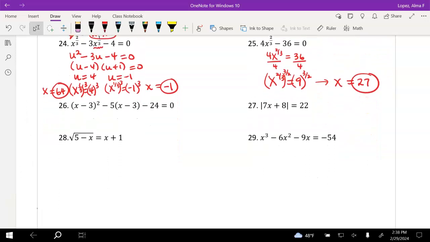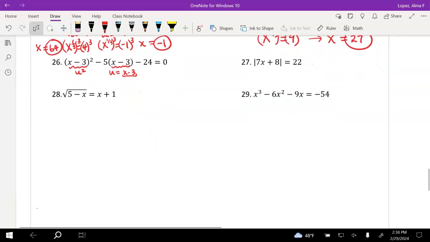On number 26, we are using a u substitution again. I'm going to let this middle term variable equal our u. And that little block is what u is equal to. So this one I'm going to call u squared. So now I'm going to scoot this.